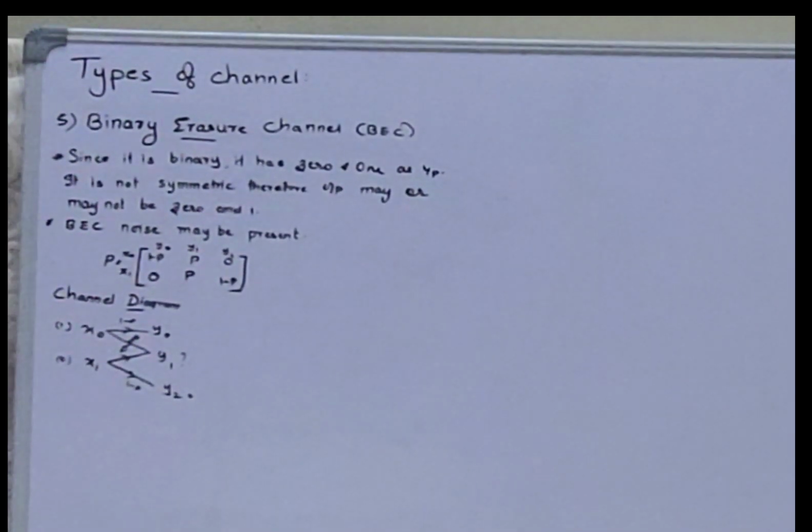So these are the five types of channels: noiseless channel, deterministic channel, lossless channel, binary symmetric channel, and binary erasure channel.